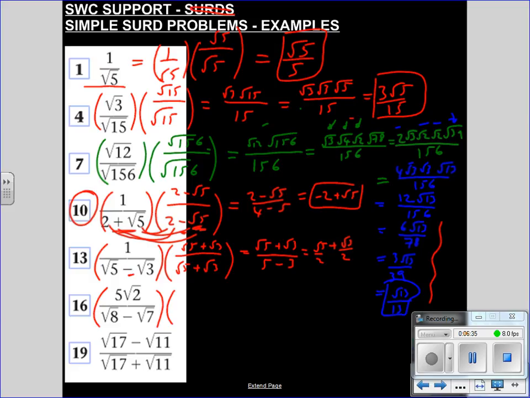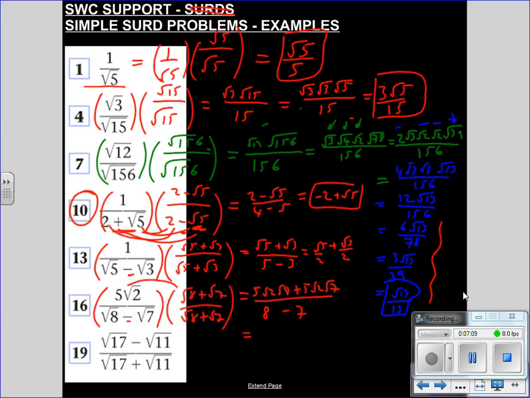Same here. There's a minus here, so we'll make it a plus. So root 8 plus root 7, root 8 plus root 7, and we'll times out again. 5 root 2 root 8 plus 5 root 2 root 7 all over 8 times 8, root 8 times root 8, sorry, is 8. Root 7 times root 7 is 7, minusing them, and that's just 1.